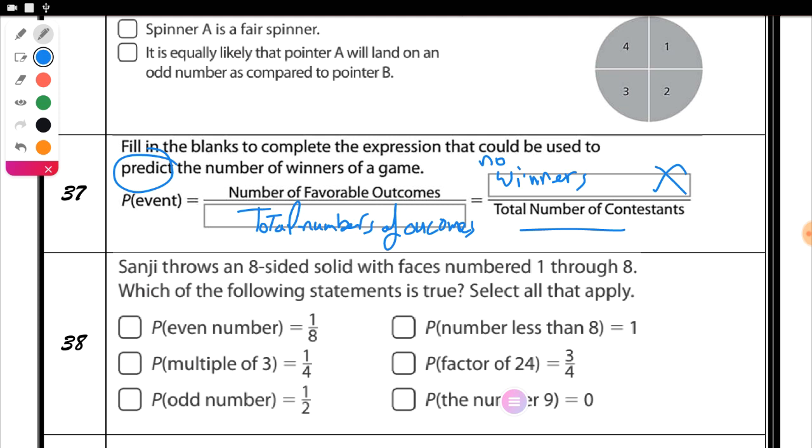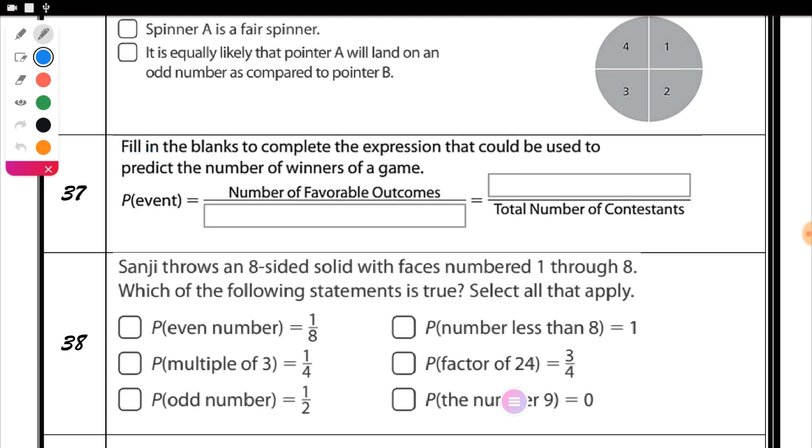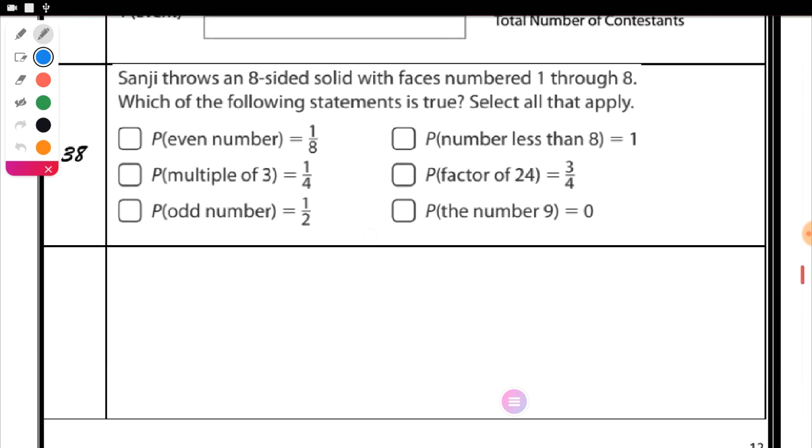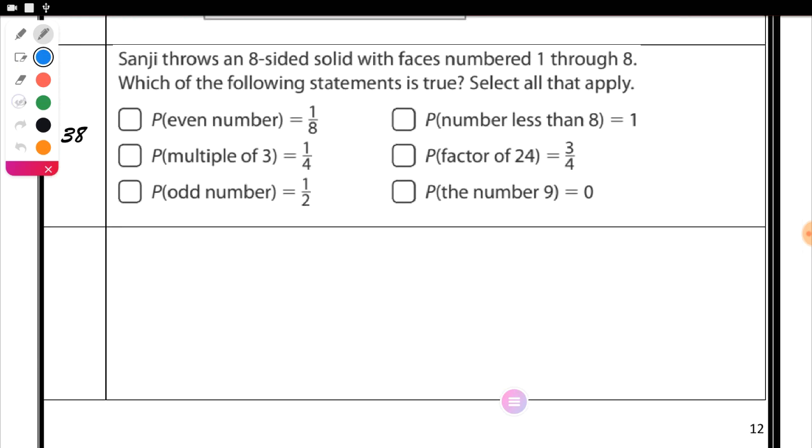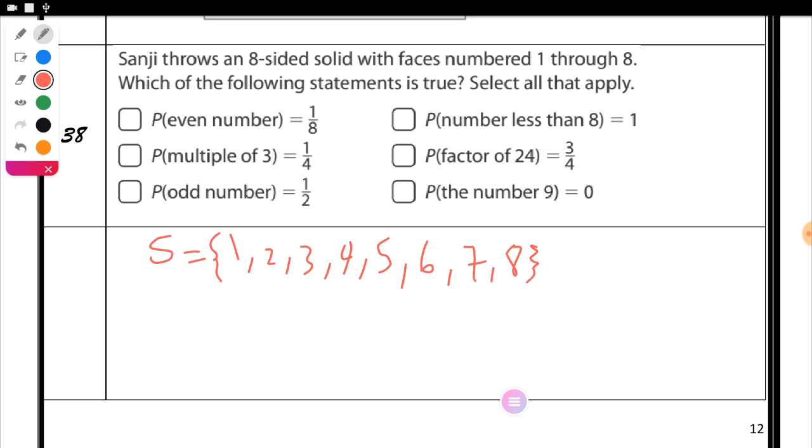Sanji throws an 8-sided solid with faces numbered from 1 to 8. In this case, I advise you to do the following. You must write the sample space first. So S equals 1, 2, 3, 4, 5, 6, 7, and 8, to make it easy to calculate. Select all that apply. Okay, probability of even number is 1 over 8.